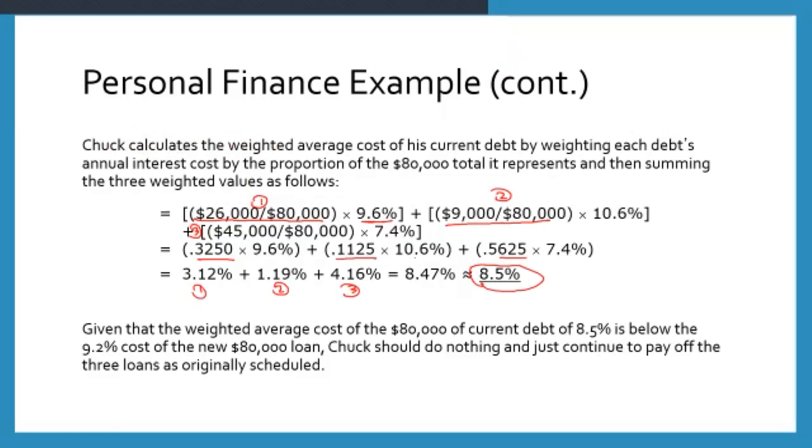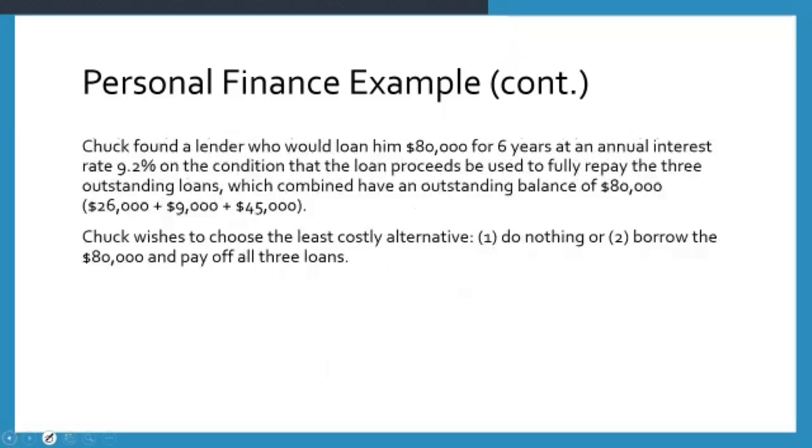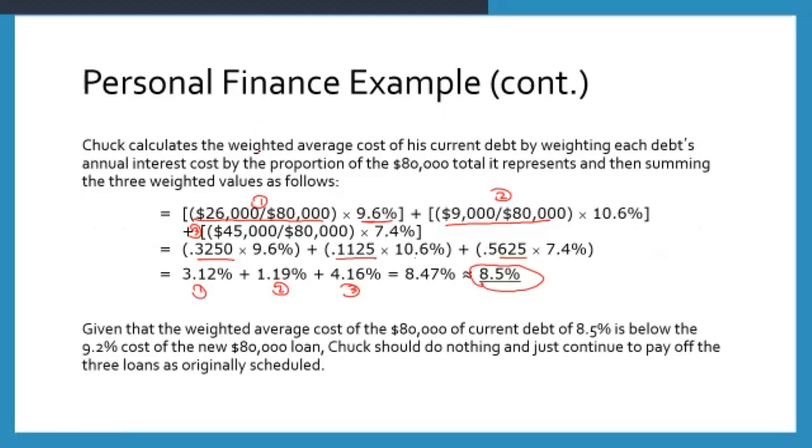Now, the person who offered him an interest rate, you realize? They offered to consolidate this loan at 9.2%. Is he better off? No, he's worse off, because he's paying 8.5% together. So he should do nothing. Given that the weighted average cost of the current 80,000 debt is 8.5%, which is below the 9.2% cost of the new $80,000 loan, Chuck should do nothing and just continue to pay off his 3 loans as originally scheduled.